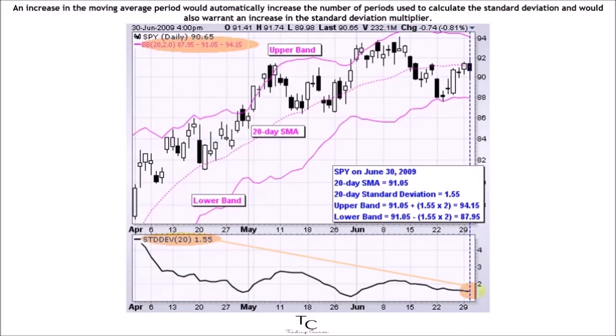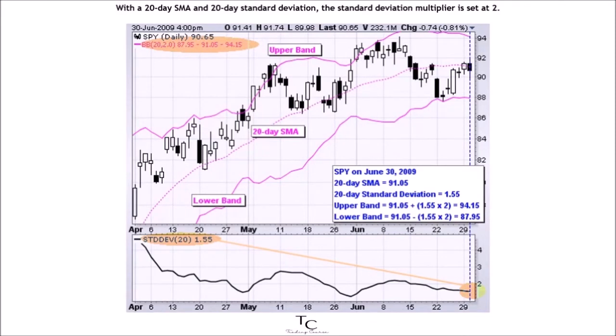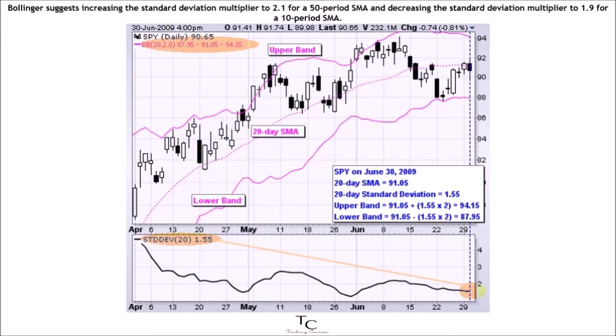An increase in the moving average period would automatically increase the number of periods used to calculate the standard deviation and would also warrant an increase in the standard deviation multiplier. With a 20-day SMA and 20-day standard deviation, the standard deviation multiplier is set at 2. Bollinger suggests increasing the standard deviation multiplier to 2.1 for a 50-period SMA and decreasing the standard deviation multiplier to 1.9 for a 10-period SMA.